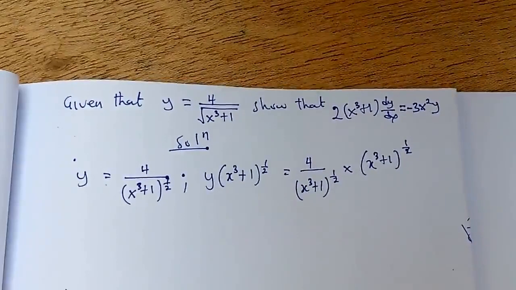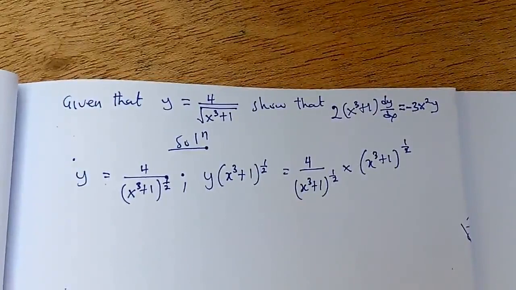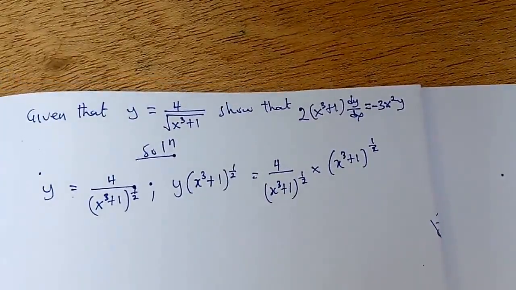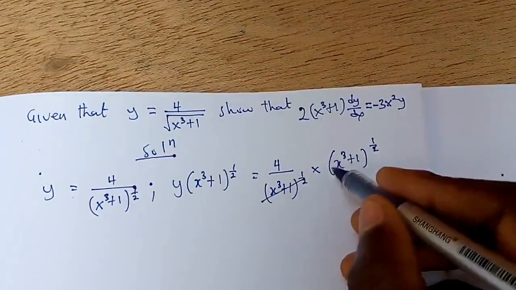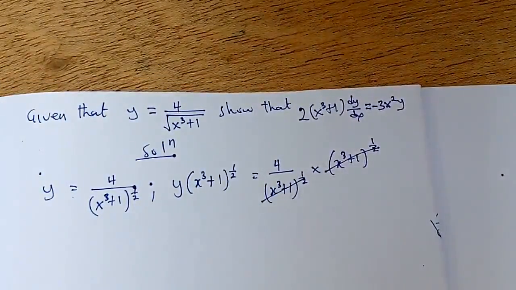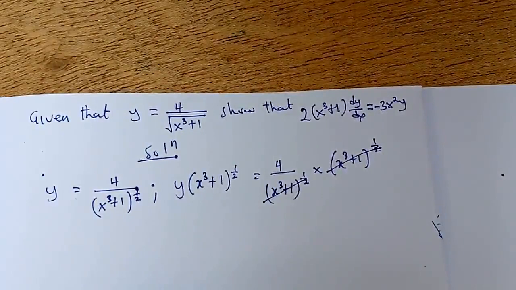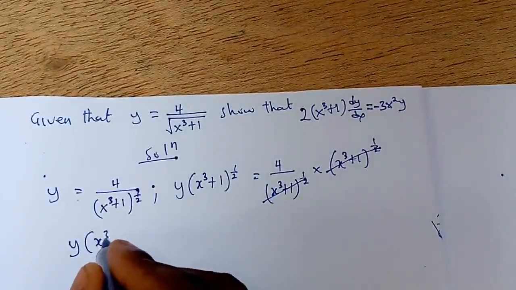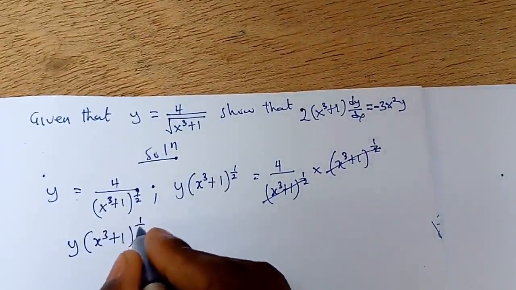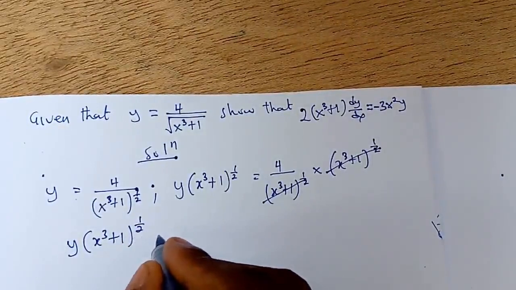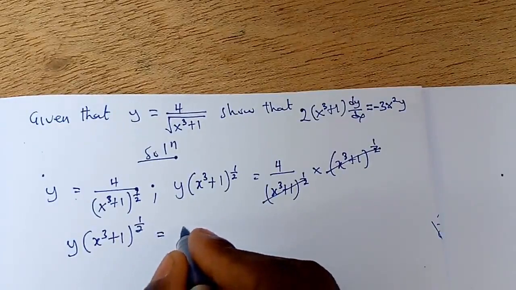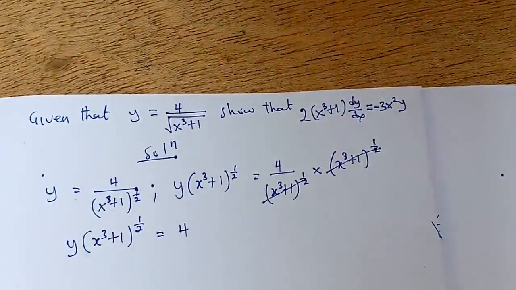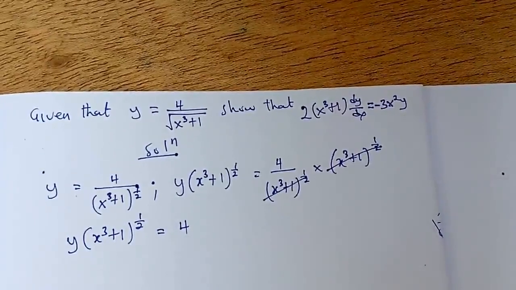What you can see and what you can do here is simple. This can simply cancel this one like this. So what are we getting here? We go back to this place and we have y times x squared plus 1 raised to the power half, which is equal to, let's go to 4 here. So we are here, right? So now what can we do here?